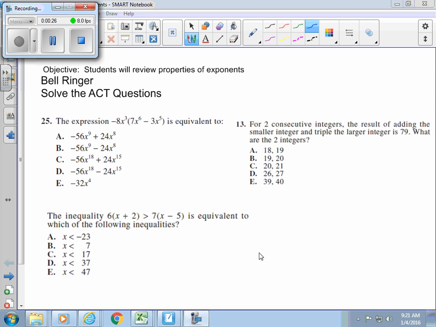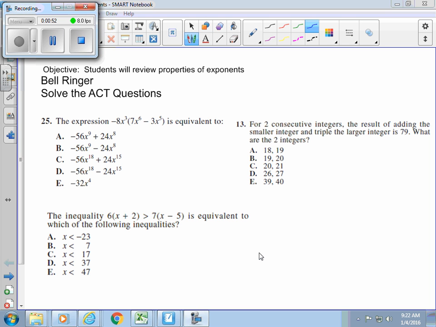On the first one, what did y'all do? C. Okay, how'd you get there? I think it's A. So A or C. What do we do? Okay, first, negative 8 times 7, which is negative 56, so that pretty much gives us A, B, C, or D, could have been any of those.